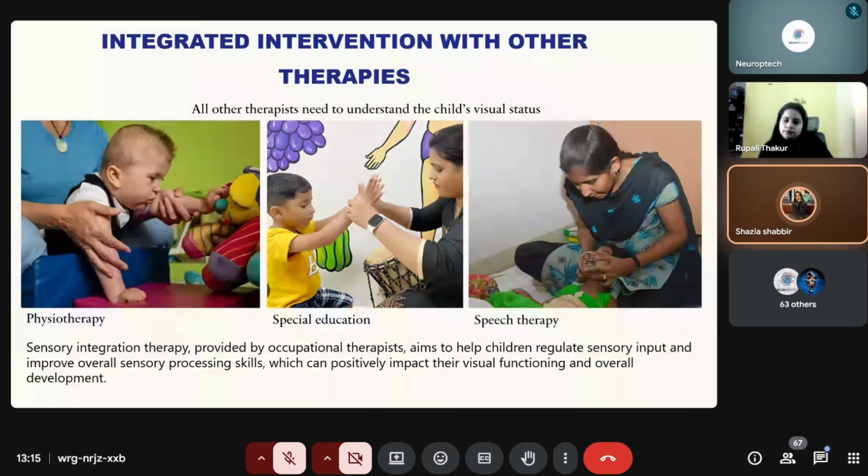Okay. For CVI kids, can we do primitive reflexes? Yes, they can have primitive reflexes.